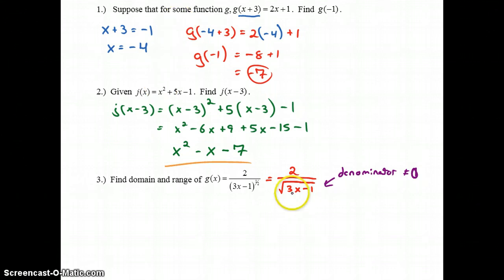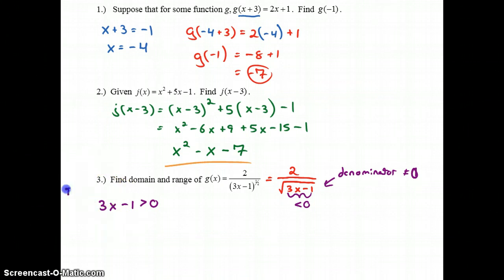Also, what breaks this function? When this is less than 0. If 3x minus 1 is less than 0, I'm taking the square root of a negative number. It gets me an imaginary answer. There's a problem. So, I've got to say 3x minus 1 is going to be greater than 0. It can't be less than 0 because that'll get me the imaginary number, and if it's equal to 0, then the square root is 0 and the denominator is 0, and we've got another problem.